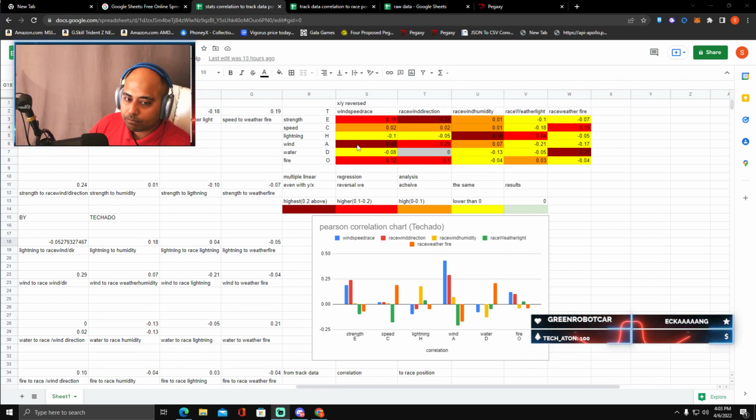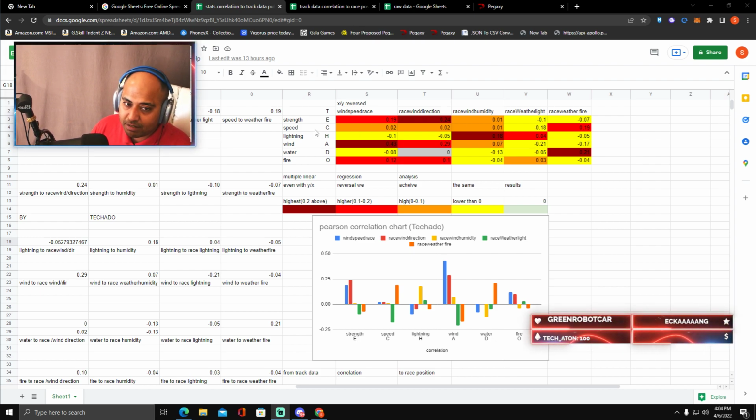So now watch this. Strength of a Pega has got highest correlation with wind direction, higher correlation with wind race, speed race, and it has got high correlation with wind humidity. That means your strength is impacting a stadium's wind direction, impacting speed, impacting humidity. Has got no correlation with these two, okay?